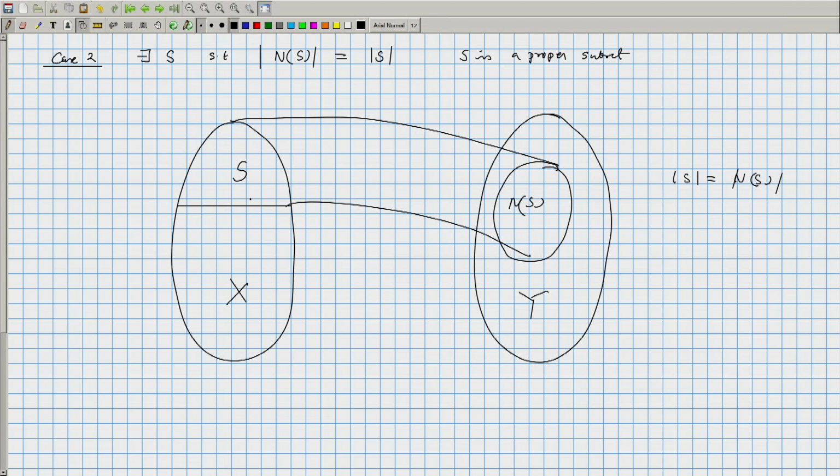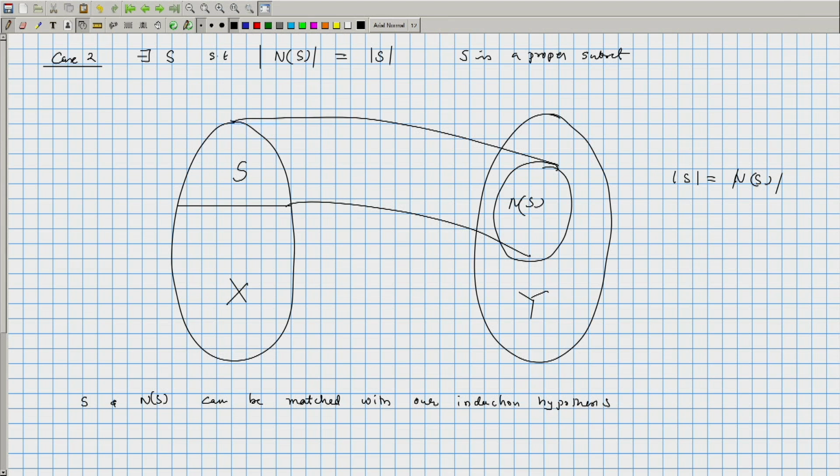We can apply the induction hypothesis on this set S and get a perfect matching for S involving just the neighbors of S, so S and NS. Since S is a proper subset, we know that the number of elements in S is strictly less than the number of elements in X. So, S and NS can be matched with our induction hypothesis. Okay, why is this so? Look at S as a set.